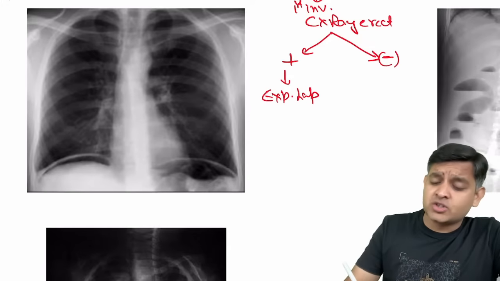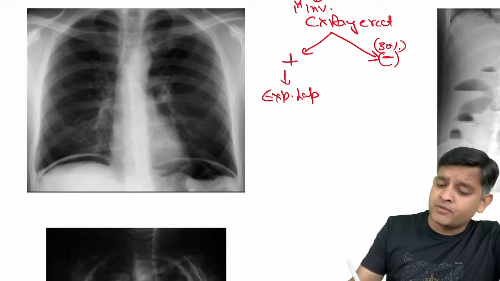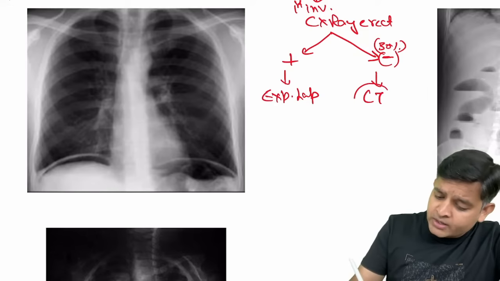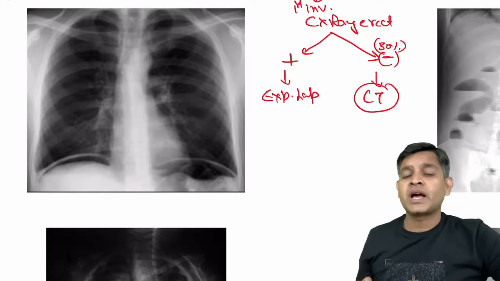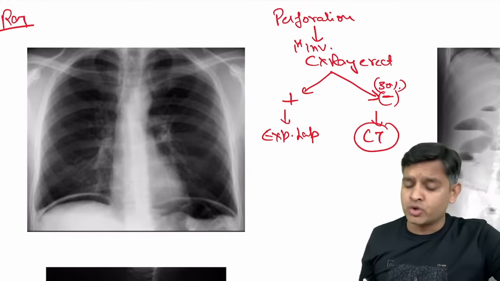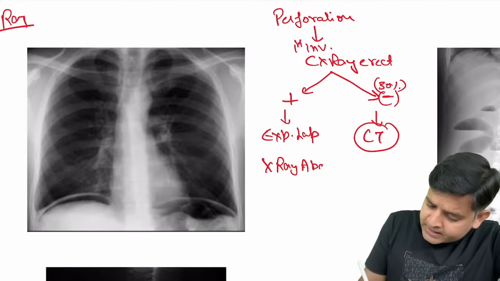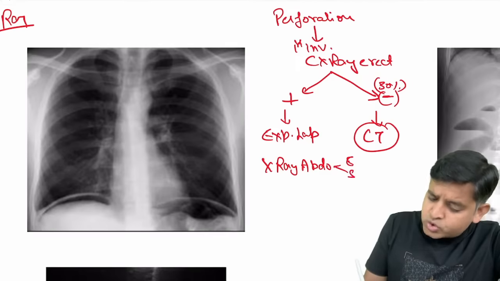If the chest X-ray does not show air under the diaphragm, there is still a 30% chance that perforation can have happened, and I would like to go with a CT scan. This is a very, very simple protocol that I want you to remember. If somebody asks you, what is the role of X-ray abdomen erect and supine? Your answer is: not usually done.